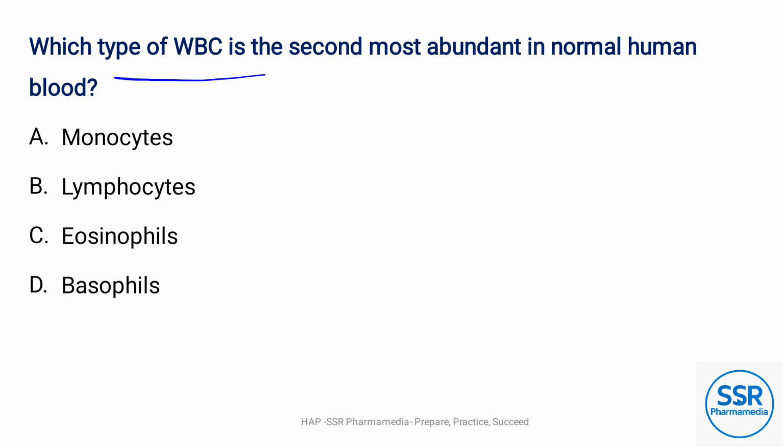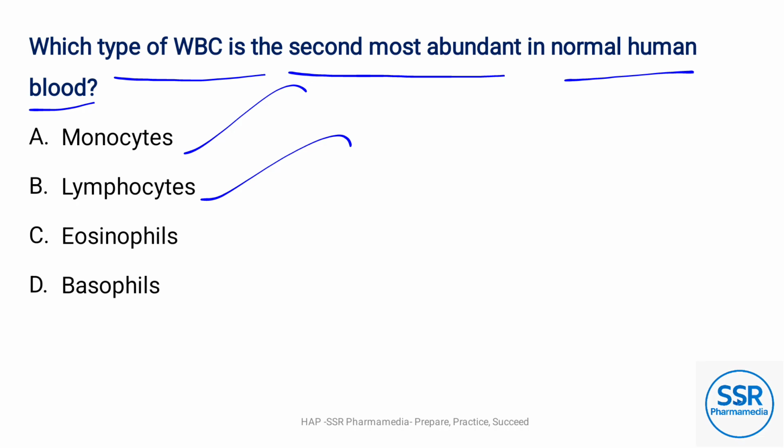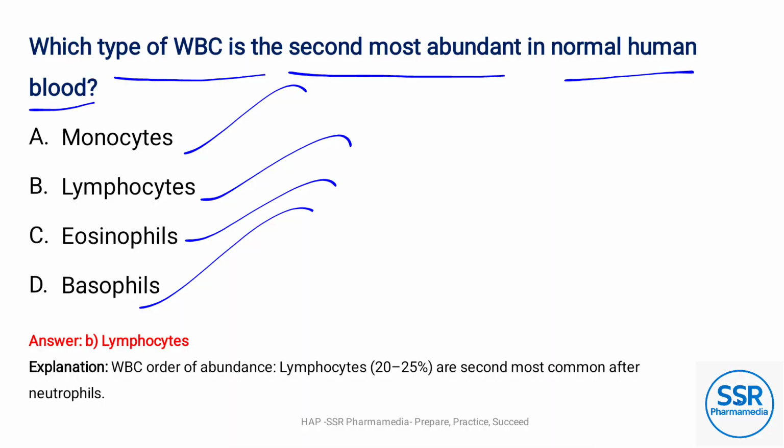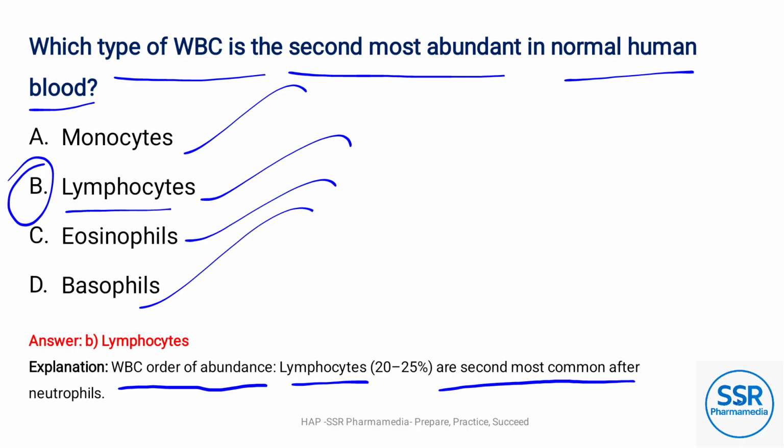Next, which type of WBC is the second most abundant in normal human blood? Option A, monocytes. Option B, lymphocytes. Option C, eosinophil. Option D, basophil. The answer is option B, lymphocytes. In WBC order of abundance, lymphocytes at 20 to 25% are second most common after neutrophils. Neutrophil is not among the options, so we have to choose lymphocytes.